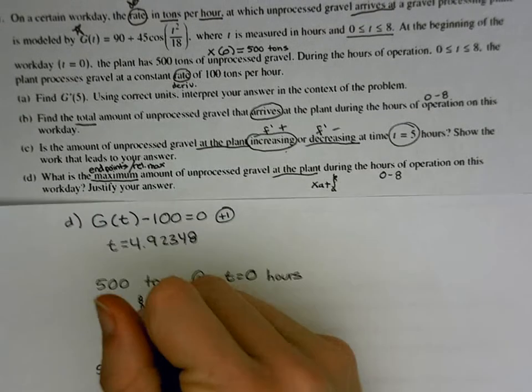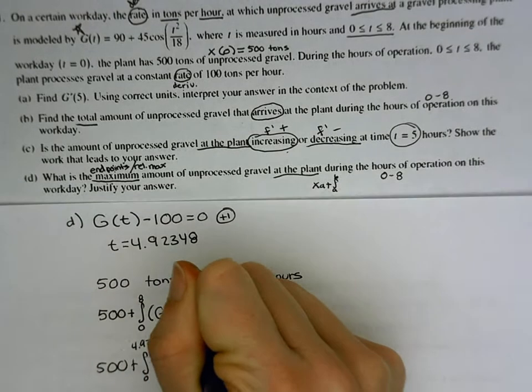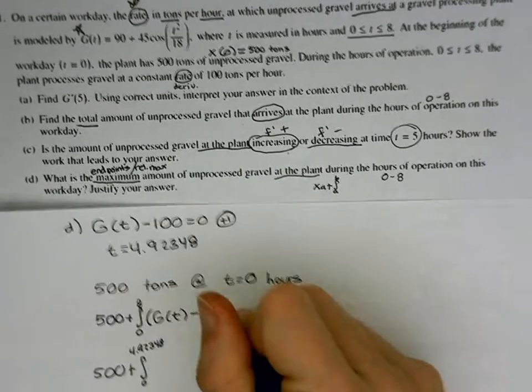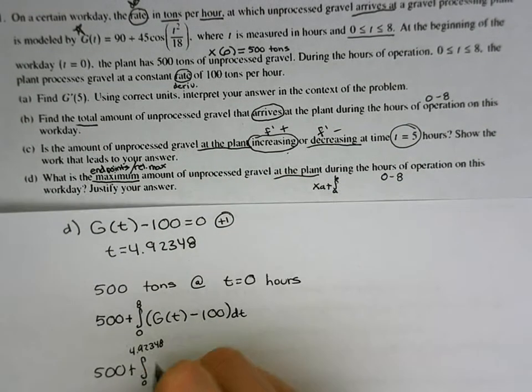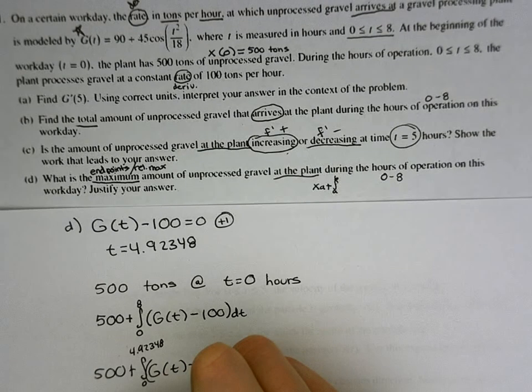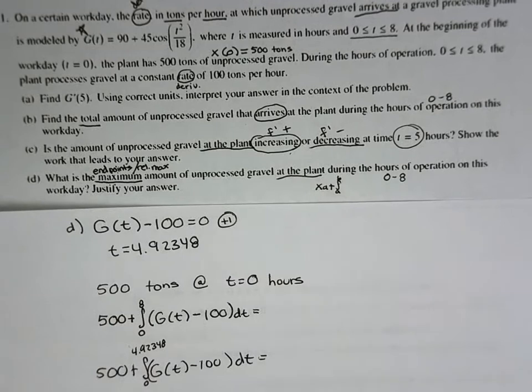Again, we are at the plant, and so this is my g of t minus 100, the amount arriving minus what's leaving, what's being processed. Okay? Again, if you need a review of how to put this into your calculator, let me know when we come back from spring break, but I'm assuming we can do this.